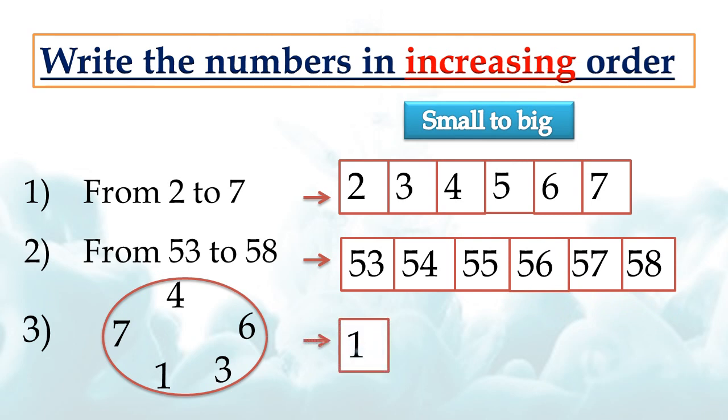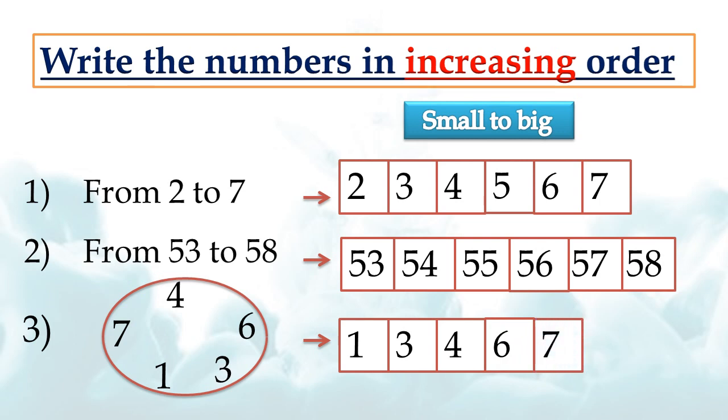The next question is, we have 5 numbers. Okay, 7, 4, 6, 3, 1. Here which is the smallest number? Number 1. So that one we want to write first. Number 1. Then the second smallest number is 3. The next number is 4. The next is 6. The last number 7.